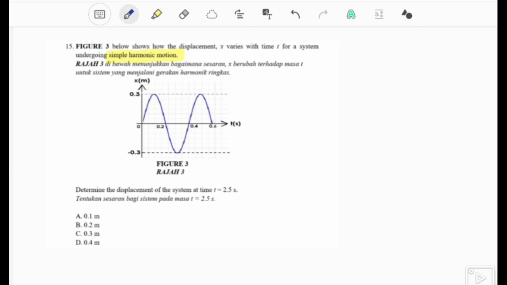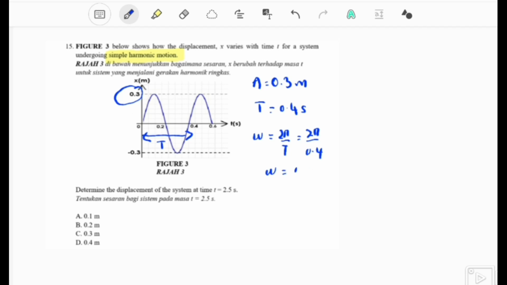So first kita extract dulu. So sini kita ada 0.3. So 0.3 ini, this is the value of A. So A kita 0.3 meter. Lagi boleh dapat apa lagi? X against t. So dekat sini, ni value. This is our T. So T equal to 0.4 second. Okay, so simple harmonic motion. So kita ada omega. Kita boleh dapat omega. Omega equal to 2 pi over T. So sini kita dapat 2 pi over 0.4. So meaning our omega equal to 5 pi radian per second.